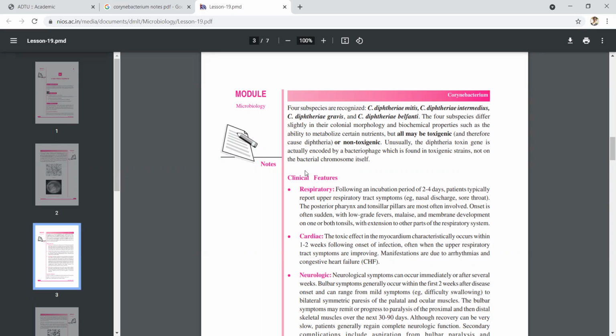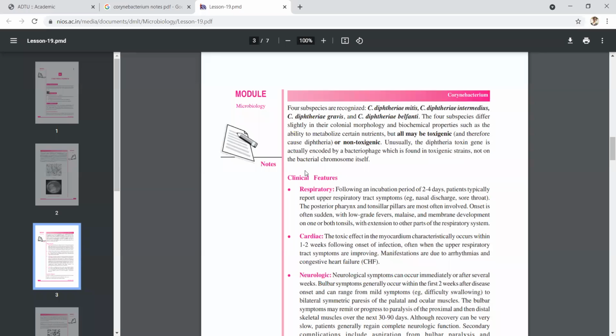And these subspecies, if we grow them on the culture media, will show slight differences in the colonial morphology and also in the biochemical properties, like how they metabolize certain nutrients when they are grown on the media. But all of these subspecies may be toxigenic. And if they are toxigenic, they will be responsible for causing diphtheria. A few may be non-toxigenic also.